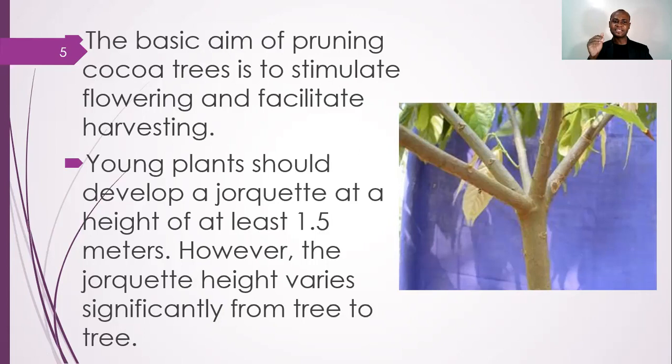However, the jockey height varies significantly from tree to tree. Some varieties form the jockey lower, while other varieties form it higher. However, with proper training, you can ensure that there is a good jockey formation. The most recommended is 1.5 meters above ground level for proper training of the trees.